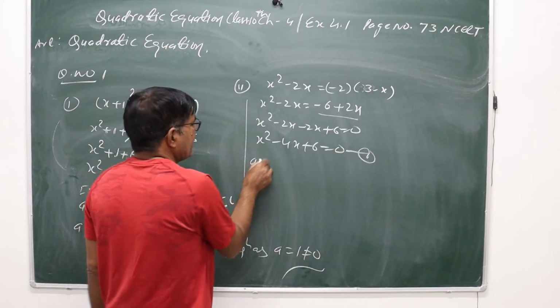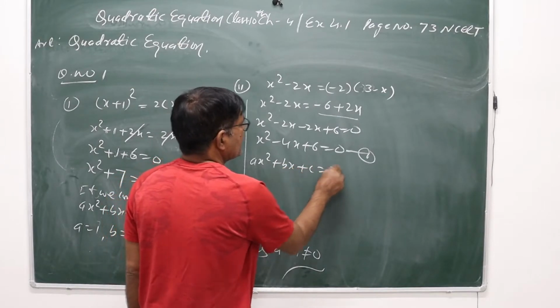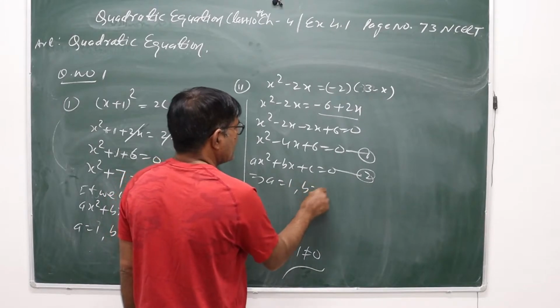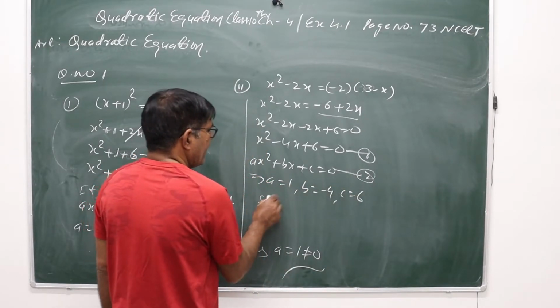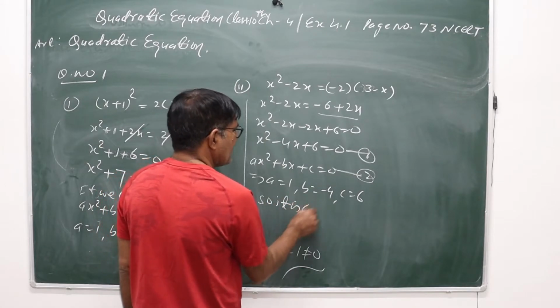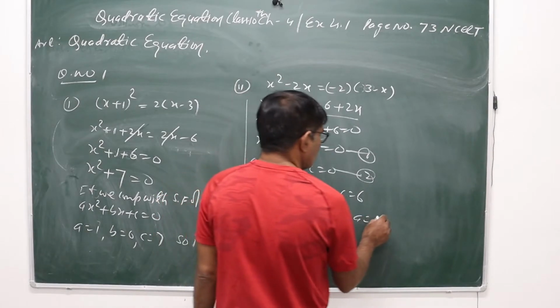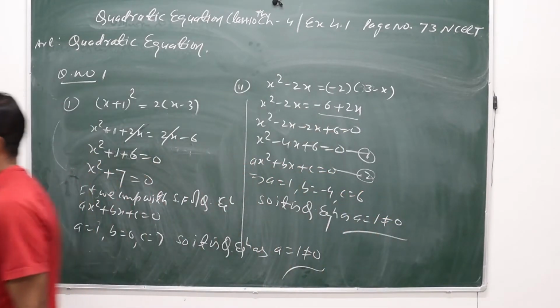Now if we compare with the standard form, ax square plus bx plus c is equals to 0, it implies that a is equals to 1, b is equals to minus 4 and c is equals to 6. So it is a quadratic equation, as a is equals to 1, not equals to 0. So please pause the video and note down.